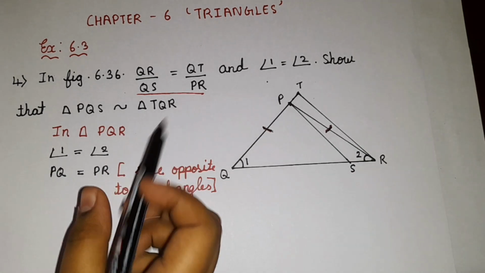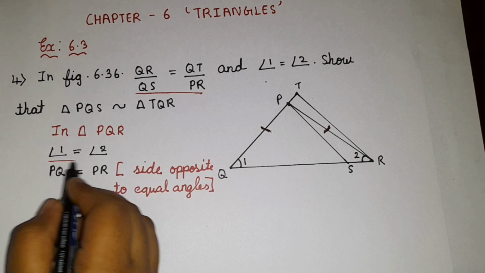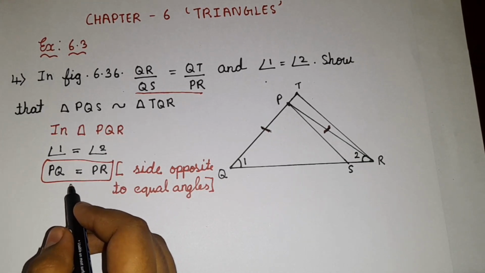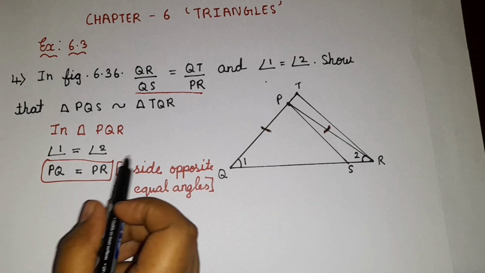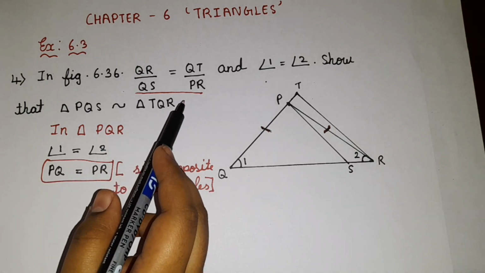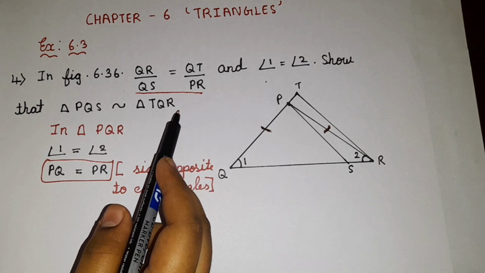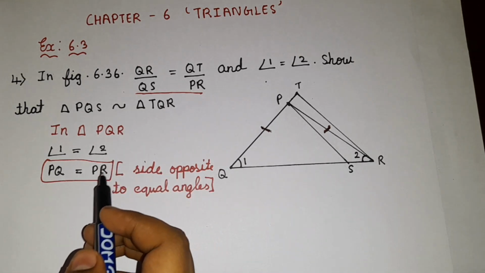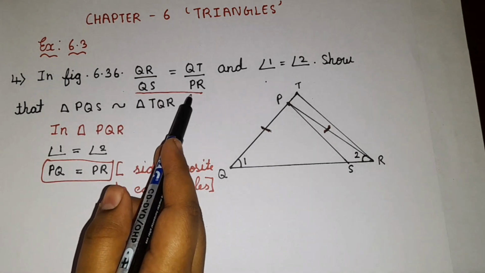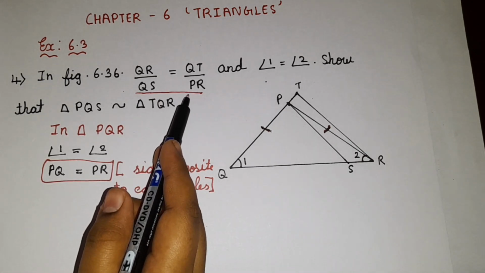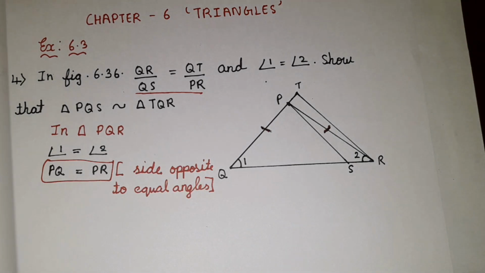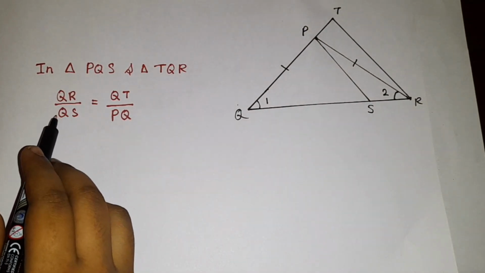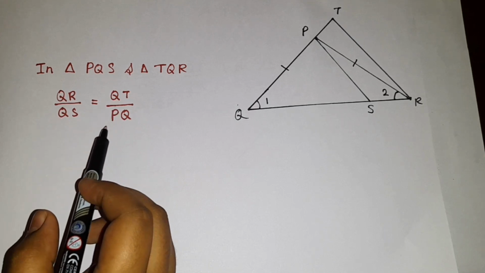Because I already showed that PQ is equal to PR. So in the place of PR I can write PQ, am I right? So I can just write it like that, because already I showed that it is equal. That's why instead of PR I can just substitute PQ, okay. So there is a reason for it. Just because I showed like this, only I am able to write like this, okay. So there is a reason why I am writing it. So since I wrote this, now I wrote QR by QS is equal to QT by PQ, okay.